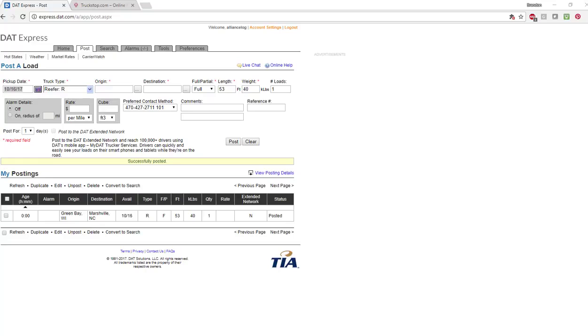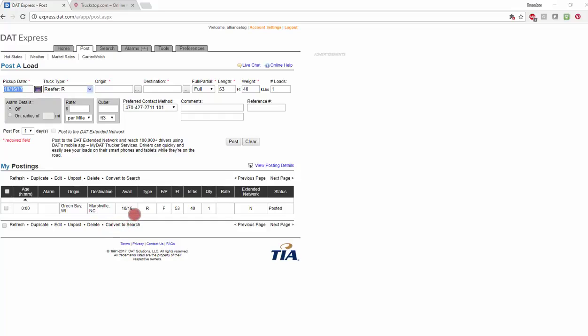If you look down here, now that load is posted. It shows how long it's been posted. Of course, we just posted, so it doesn't have a time yet. It's 0. Picking up in Green Bay, dropping off in Marshville, North Carolina on the 16th of October. Reefer type, the type of trailer is a reefer. Full load, 53-foot, 40,000 pounds, and it's posted now. It has a status of posted, okay?